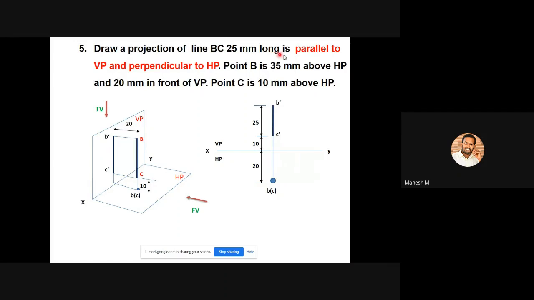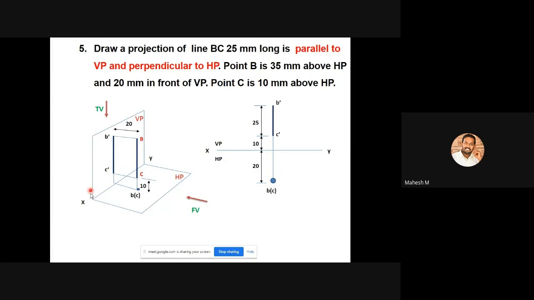For this condition, that is parallel to VP and perpendicular to HP, the front view will be a vertical line and the top view will be a full stop, that is a point. That means you have to create a problem like this. The line is perpendicular to HP and also parallel to VP.